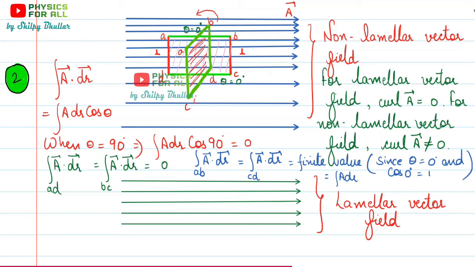That means the line integral for the two sides AB and CD of the rectangle would give us some finite value, and the line integral for the two sides AD and BC, which are perpendicular to the vector field, would give us 0. Thus we say that we would get some finite value of line integral, because AB and CD are at different positions. You can see different height. So definitely the components along AB would be different than the components along CD. So there would be some difference in values, and we would get some finite value for these two sides.